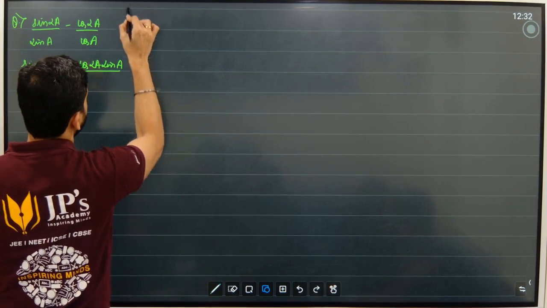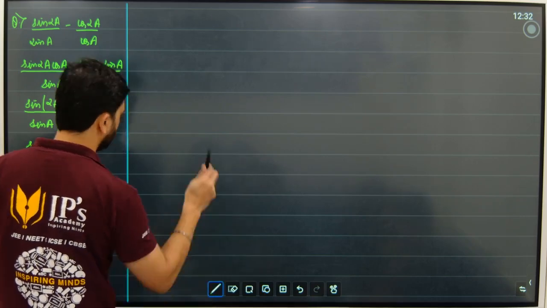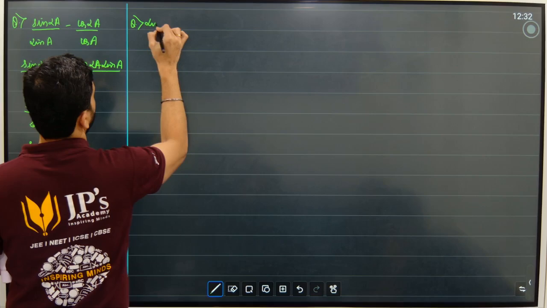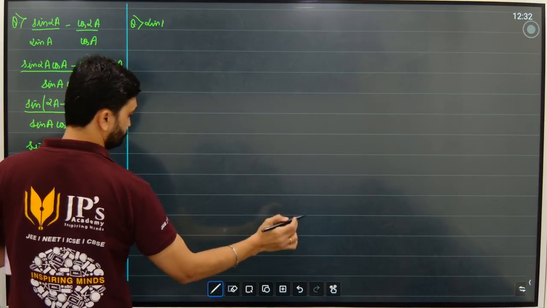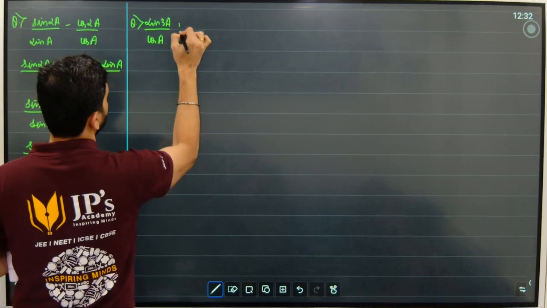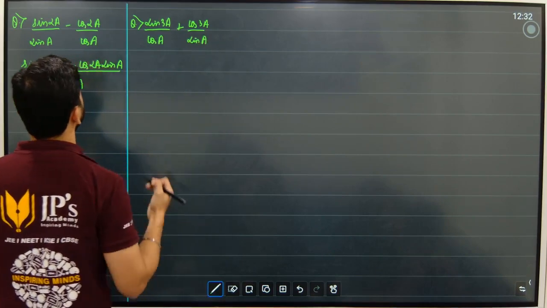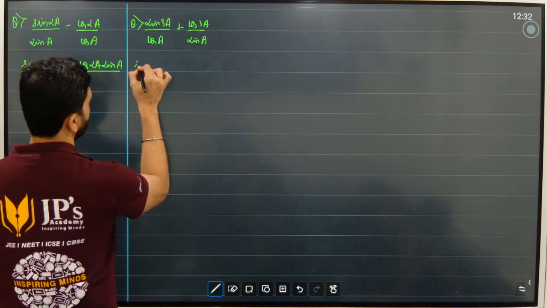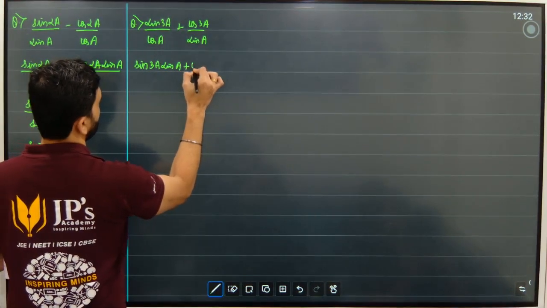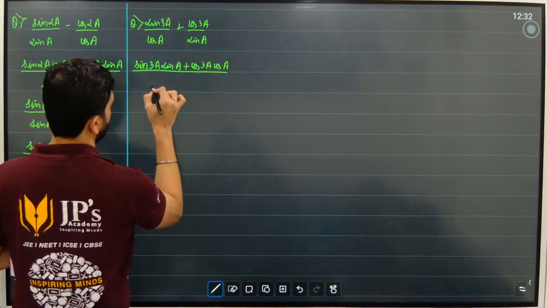Let's do one more sum. ऐसे ही दिखने वाला sum करते हैं. Next formula. Sin 3a cos a plus cos 3a sin a. Looks like that. Let's substitute. तो ये हो जाएगा sin 3a sin a plus cos 3a cos a upon sin a cos a.